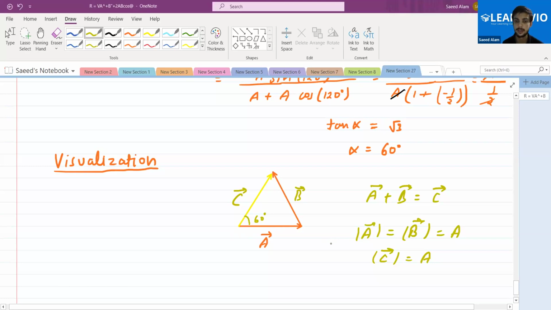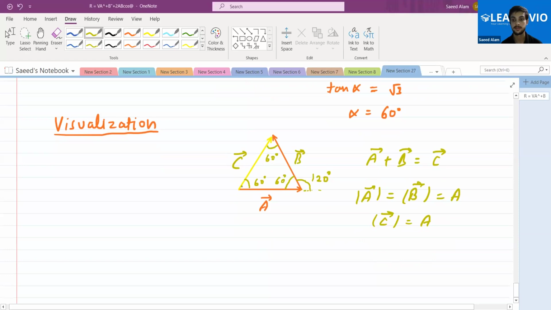Yes or no? Yes. If I extend the A, I'll get this angle in between A and B. Yes or no? Yes. If this angle is 120 degree, then this will be 60 degree, and this will also be 60 degree, and this will become an equilateral triangle. Yes or no? Yes. So the question was talking about this particular orientation of the vector. Is this clear to you?